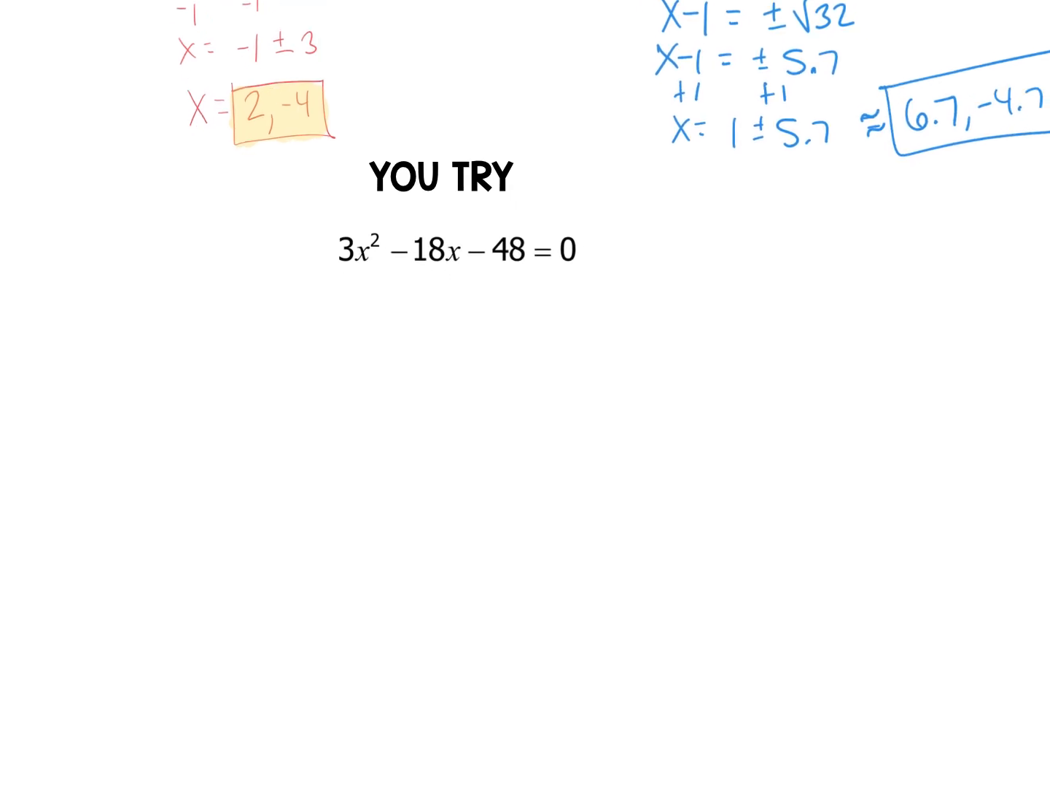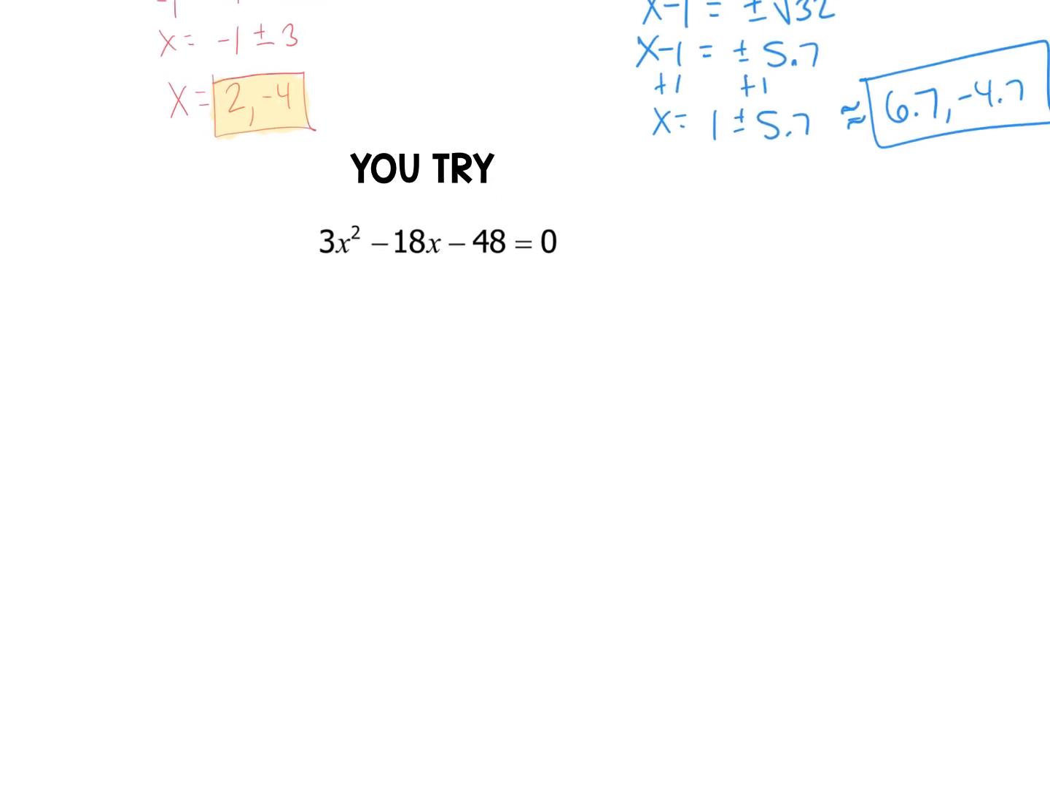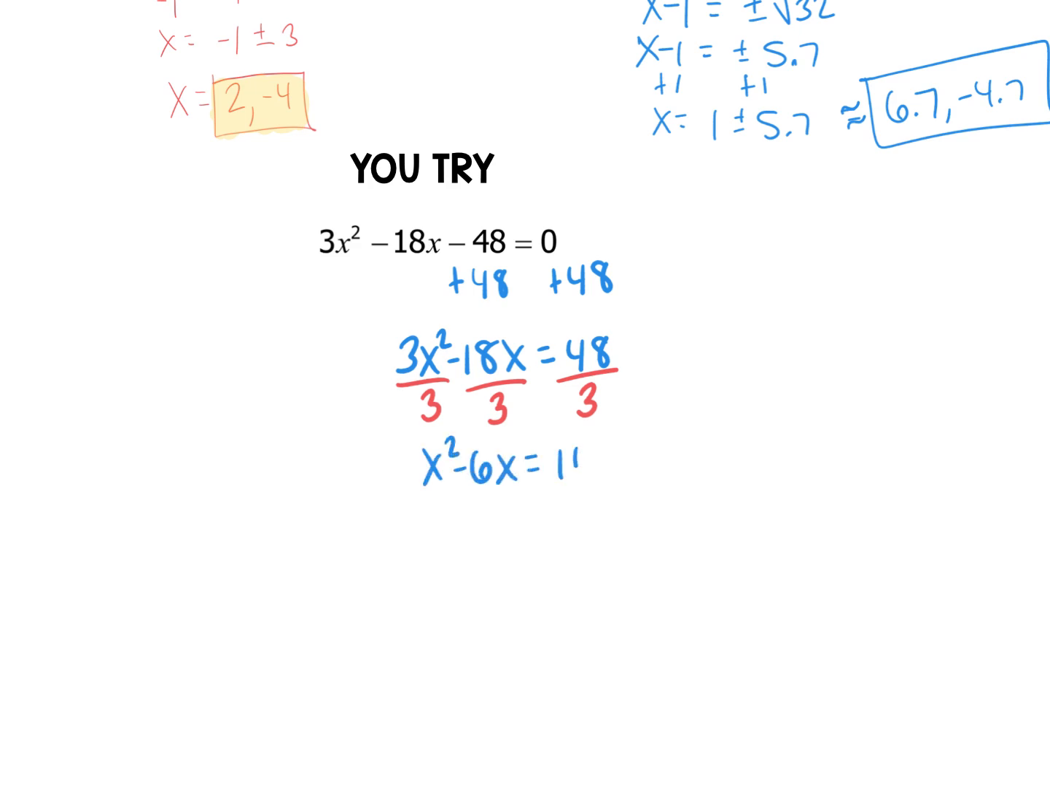So on this first one, we want to move this 48 to the other side. Hopefully you had a chance to try these, or at least one of them. So we get 3x squared minus 18x equals 48. Divide by a. A is 3, so divide by 3. When we do that, we get x squared minus 6x equals 16.